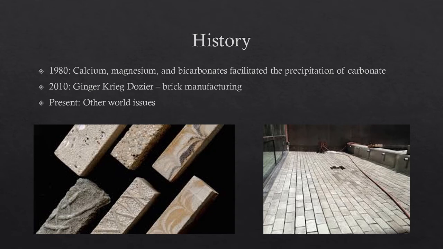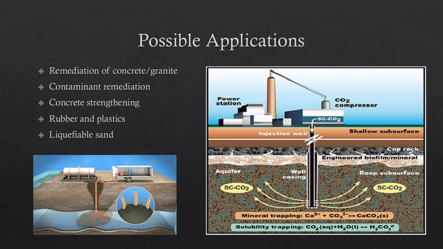In 2010, Ginger Krieg Dozier first developed the MICP process and started a brick manufacturing company in which MICP is utilized to produce the material. The bricks shown in the images were produced by her company, Biomason. Ever since, MICP research seems to have diversified to test whether other issues are able to be solved with this process. As research is expanding upon MICP and EICP, possible applications for this technology are also growing.